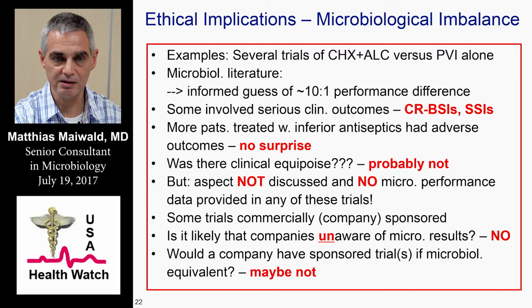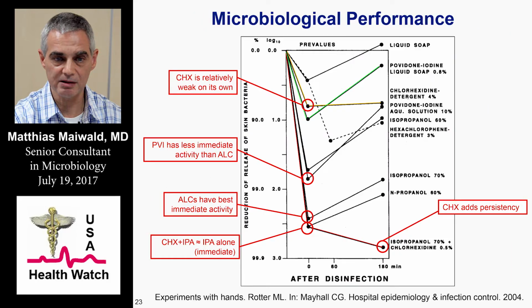Then the other question comes, would a company have sponsored such a trial? Some of these trials were company sponsored. If the company had known that the antiseptics were microbiologically equivalent, I would say maybe not. And so what we have here is another selective criterion, that certain trials get done and published, and other trials maybe don't get done and published. Okay, let's go to slide 23.